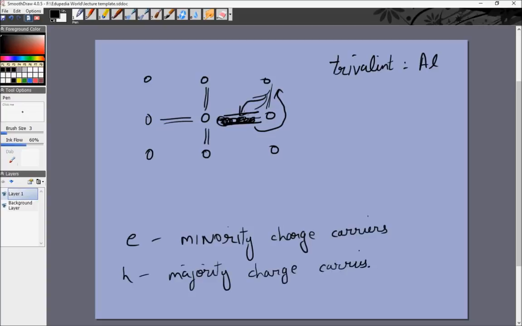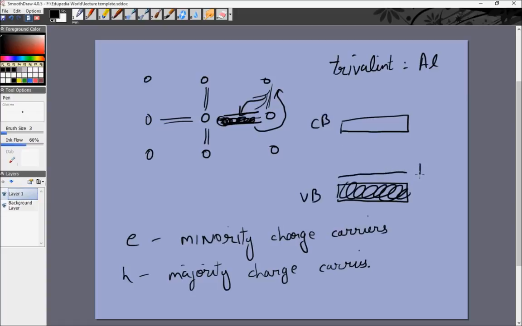The energy of this fourth bond created, or the energy of this hole, which we also refer to as impurity level, is actually just slightly above the valence band. So if this is the valence band which is completely filled, and this is the conduction band, then for this case the impurity level is somewhere here.